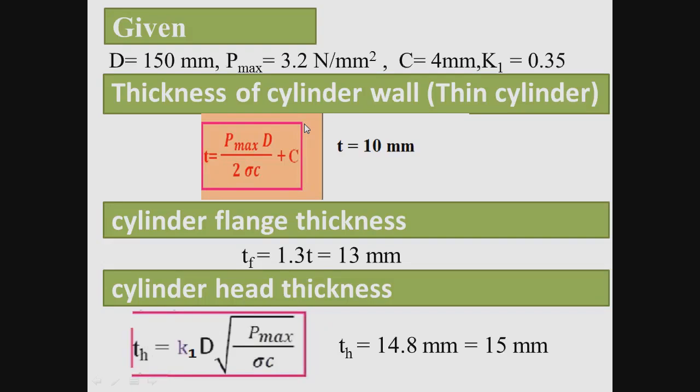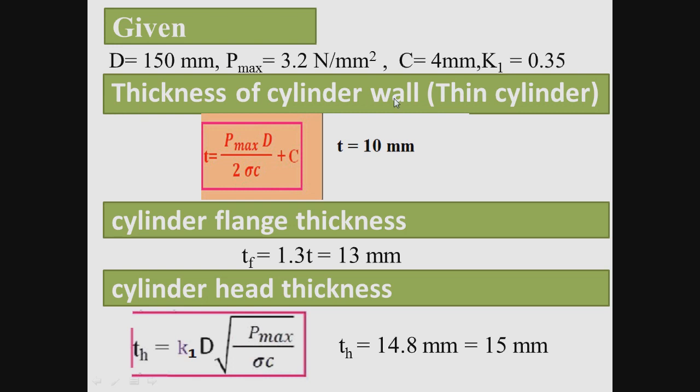So let us solve this problem. First you need to write the given data. D, capital D, bore diameter is 150 mm. Pmax, maximum pressure is 3.2 Newton per mm square. Reboring allowance, C is equal to 4 mm, and constant K1 is equal to 0.35.